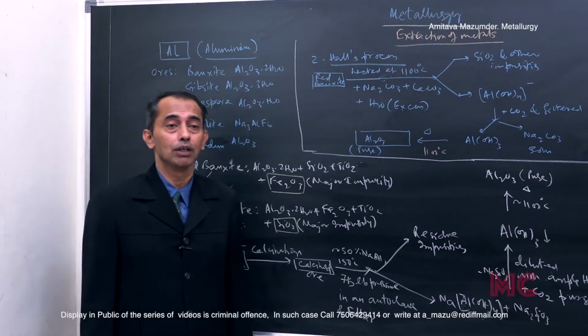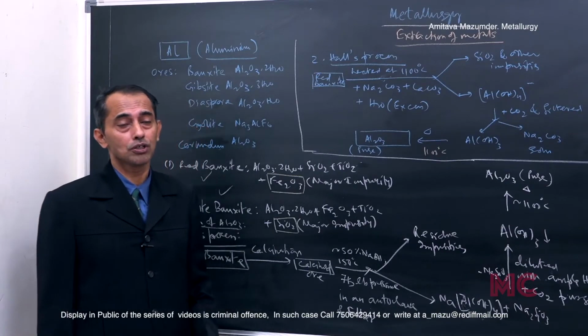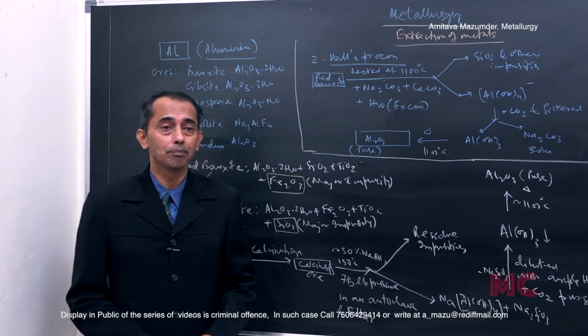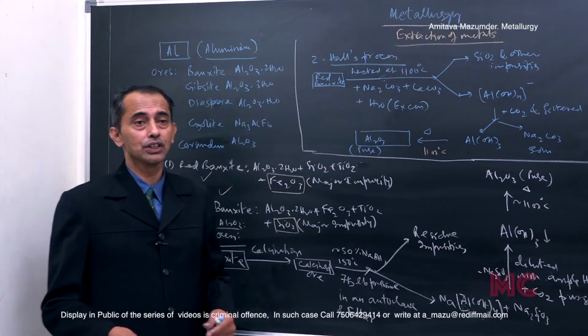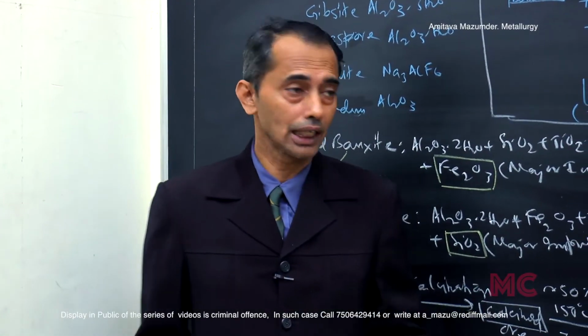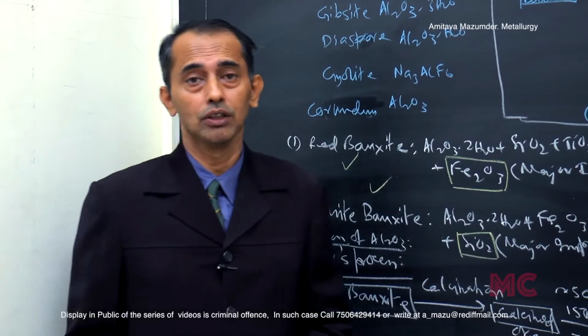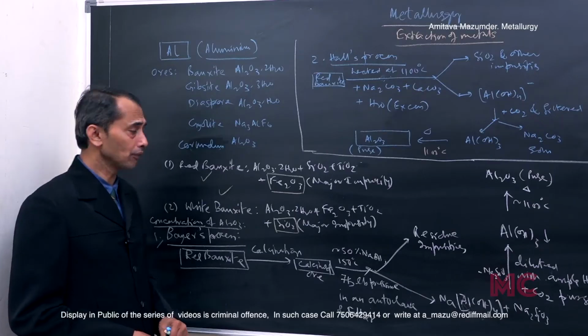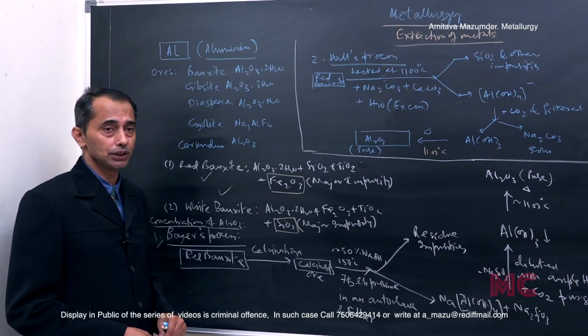One is Bayer's process, another is Hall's process, another is Serpeck's process, by which you can purify Al2O3. You have to get pure Al2O3, because in nature whatever we get is Al2O3·2H2O, which has huge impurities, like SiO2, TiO2 and Fe2O3, etc. So therefore we have to remove those impurities basically.